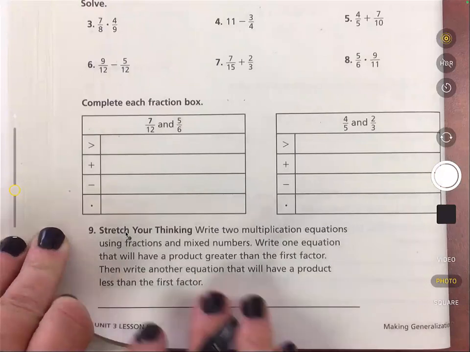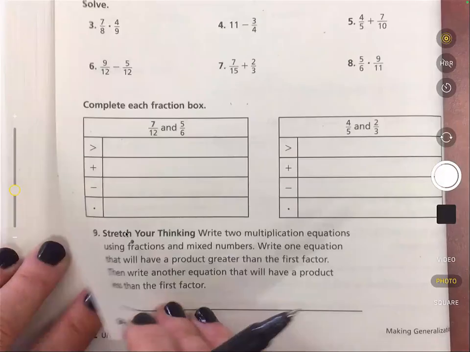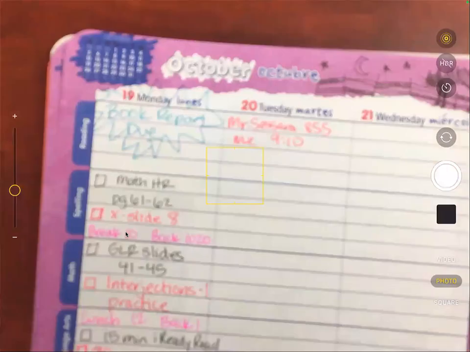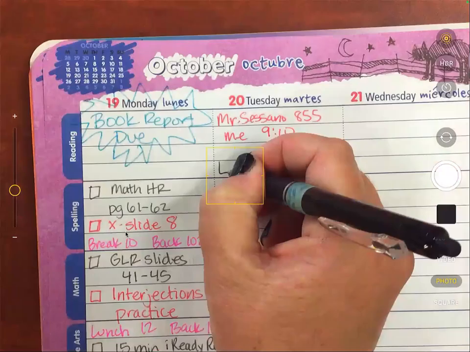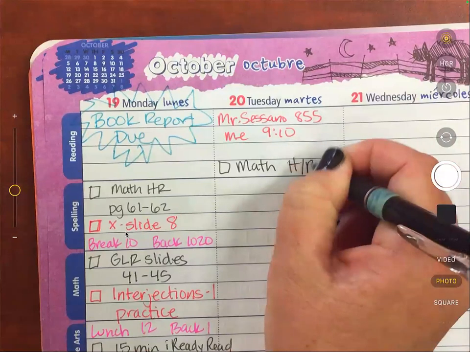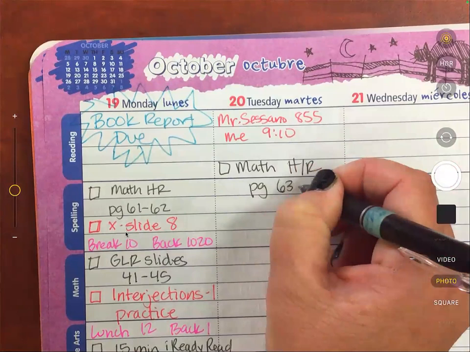So I'm going to have you guys stay online. We've got 10 minutes left of class. We're going to work on pages 63, 64. Let me take out my planner here real quick. We have math, homework, and remembering, page 63 to 64, both the pages.